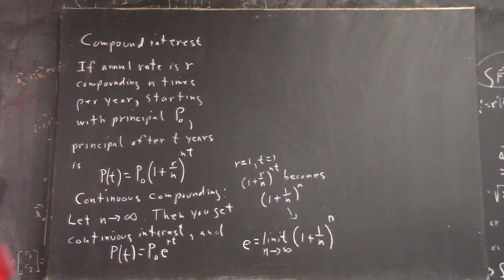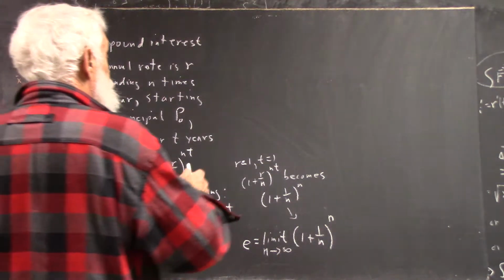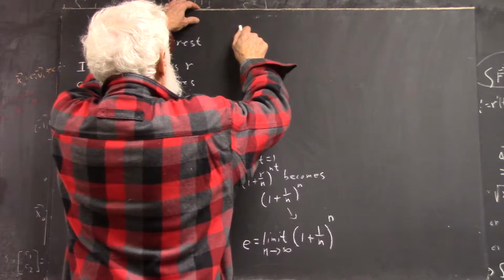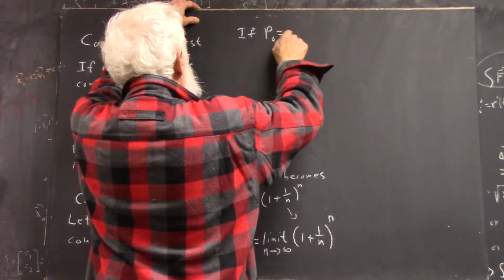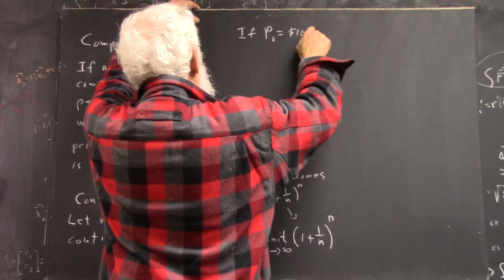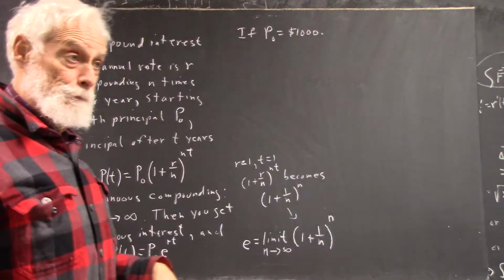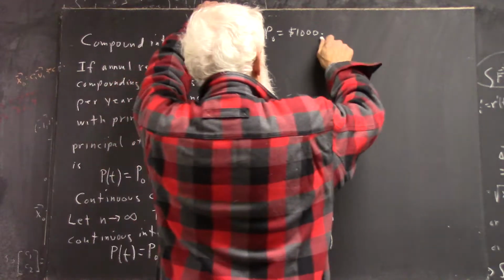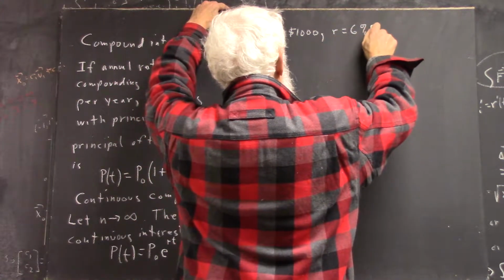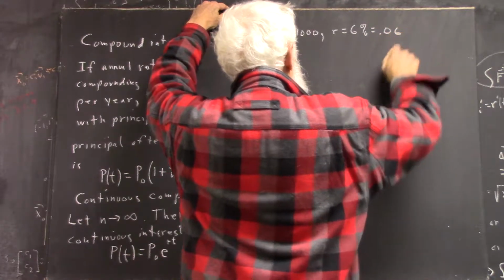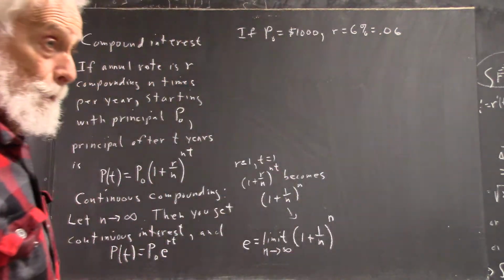Okay. So let's say that you have P naught equal to $1,000, and somebody's giving you a pretty good rate, 6%, which is 0.06.